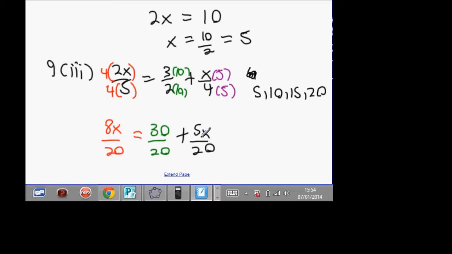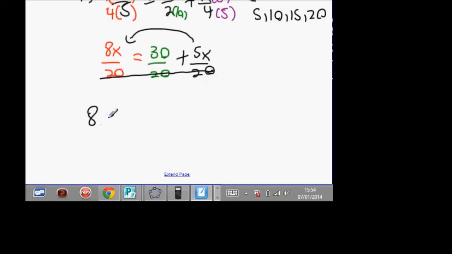Now what happens, Jake? You cross out the 20s. Then what? 8x minus 5x is 3x, and that equals 30 minus 10? Yeah. 3x equals 30, so x equals 10. Right?